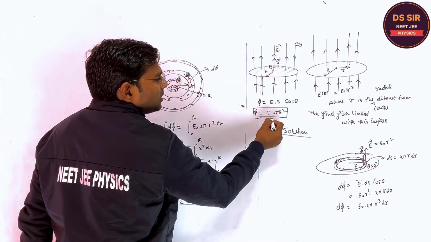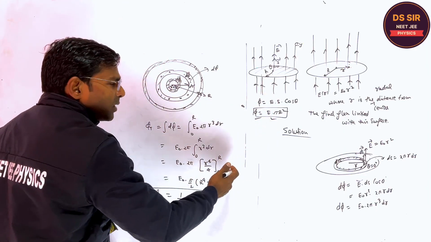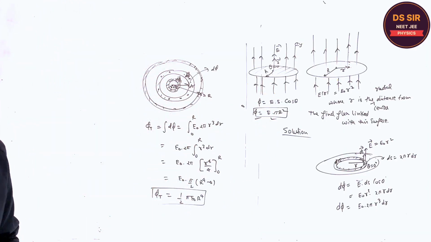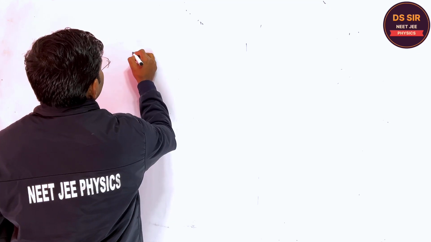If the field was constant, it was the flux. If it is variable, then this is the flux. Copy this.